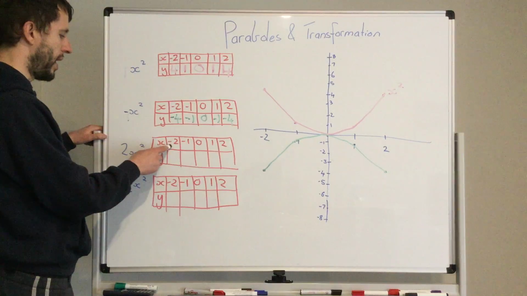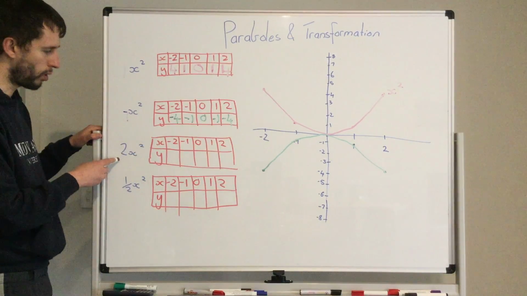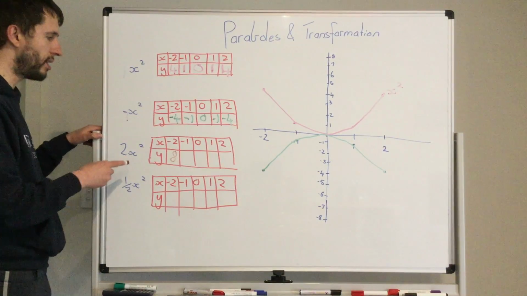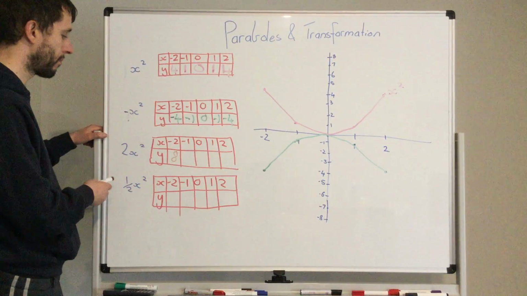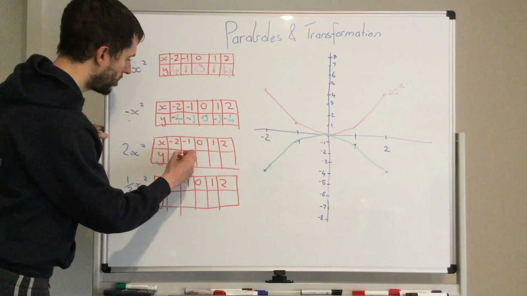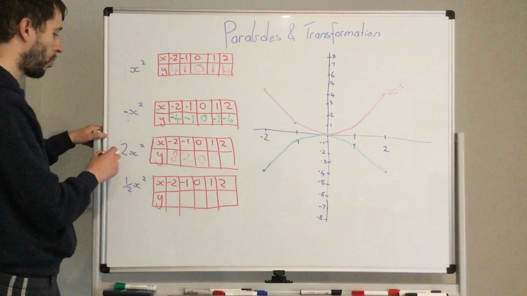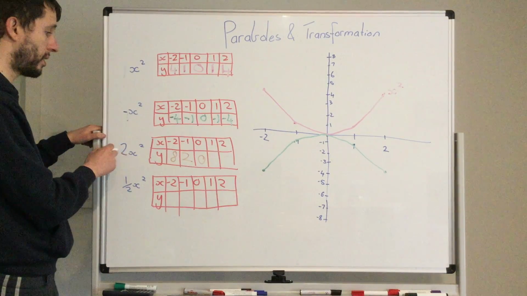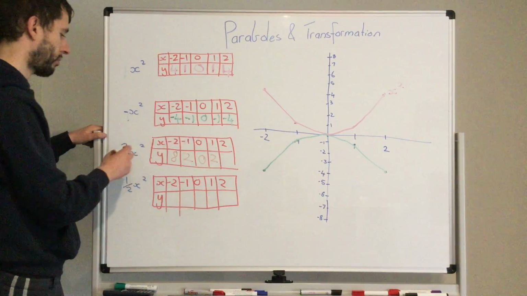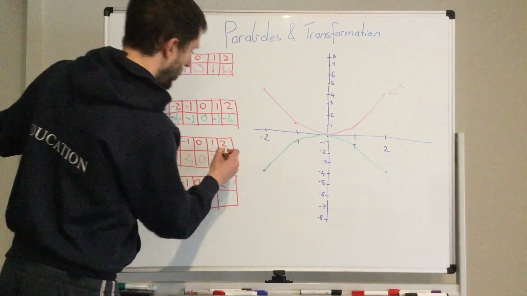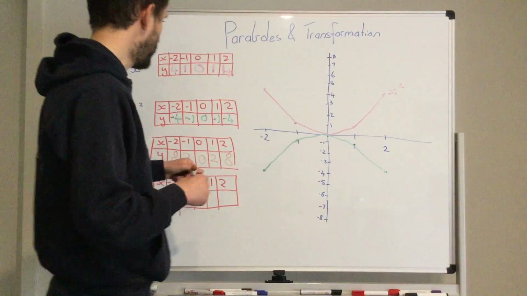Negative 2 squared is 4. 4 times 2 is 8. Negative 1 squared is 1. 1 times 2 is 2. 0. 1 squared is 1. 1 times 2 is 2. 2 squared is 4. 4 times 2 is 8. So that shows me, let's see what we're going to be doing.